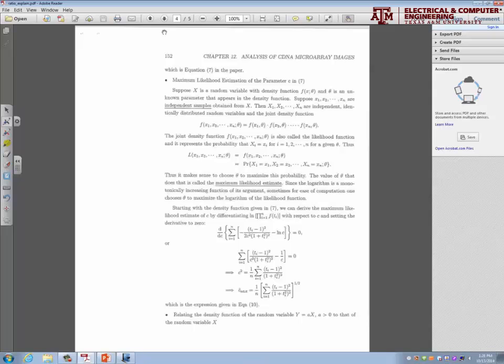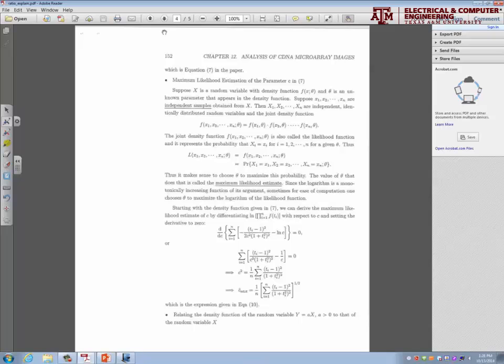It represents the probability that you're simultaneously going to have the random variable X1 equal to little x1, X2 equal to little x2, X3 equal to little x3, and so on, for a given theta. So the likelihood function is the probability that X1 is x1, X2 is x2, Xn is xn for that given theta. If you take measurements of capital X1, X2 up to Xn, and you observe these values little x1, little x2 up to little xn, that's what you actually saw.